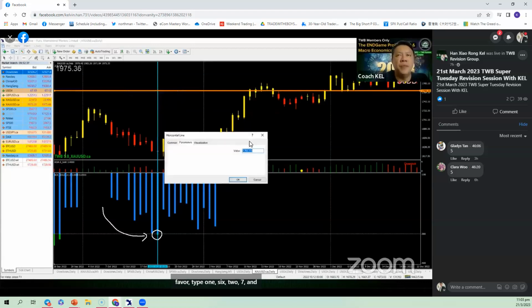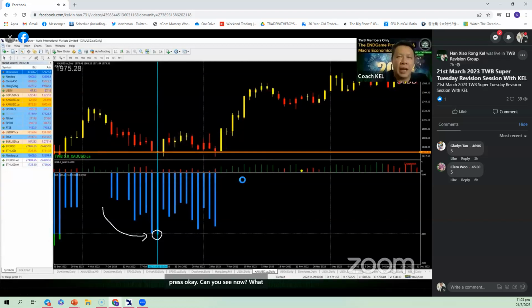Just do yourself a favor. Type 1627 and press OK. Can you see now what happened? Interesting. All right. So if you actually follow the script that I shared with you, then you know that the KSI and the KR of KCX were both green and blank. So that's the reason why the gold price shot up. Pretty simple? Pretty clear, right?